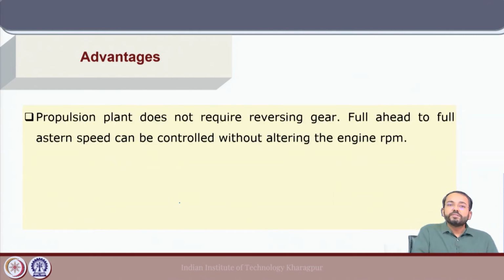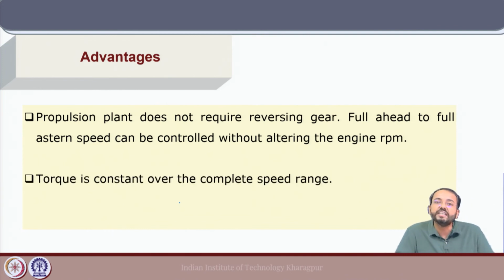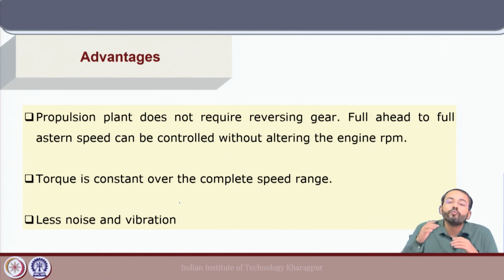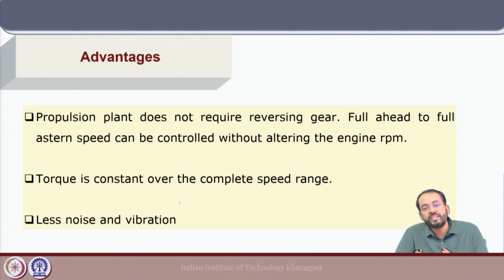In water jet systems, there is no reversal gear required. Due to that, the full ahead to full astern speed can be controlled without operating the engine RPM. Torque is constant over the entire speed range because we are not changing the engine RPM, and this leads to optimal performance in terms of the specific fuel consumption, and less noise and vibration because the impeller is working within the hull enclosed in the water jet system. So, the noise and vibration levels are lower.